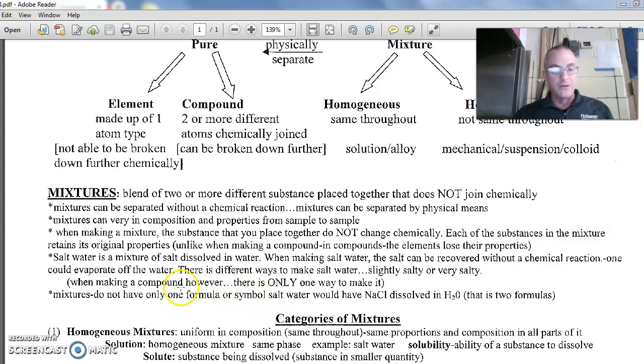When you have a compound, there is only one formula needed for the compound. Sodium chloride is a compound. Its formula is NaCl. Water is another compound. Its formula is H2O. So every compound has its own unique formula. Salt water would have two formulas since it's two substances that you put together. So those are some differences between mixtures and compounds.